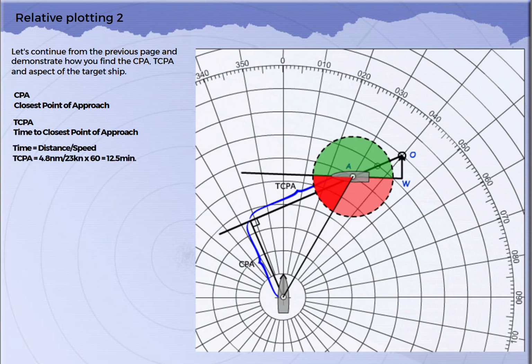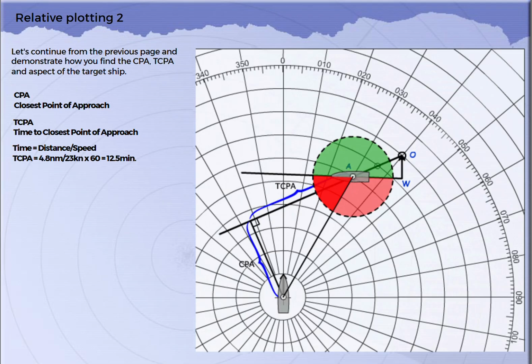The manual calculation of TCPA is as shown. The distance, 4.8 nautical miles, is measured from point A to the CPA. The speed of 23 knots is the relative speed found by measuring the length of the line OA. We then have to multiply by 60 to convert the result from hours to minutes.